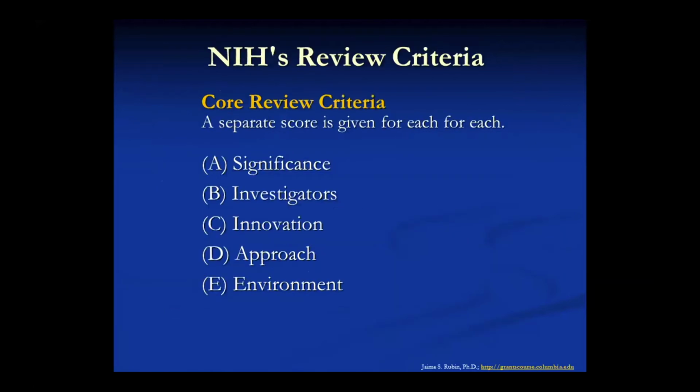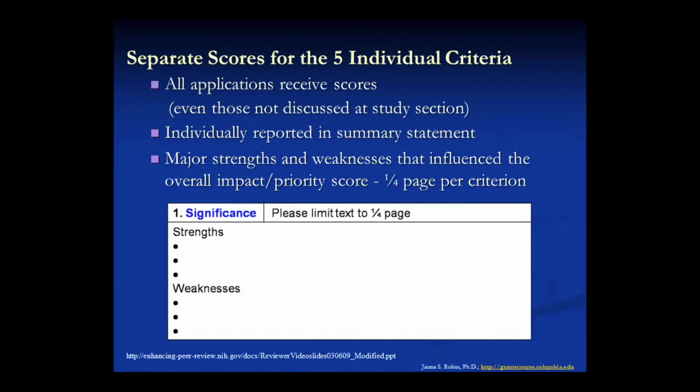So what are these core review criteria? There are 5 main core review criteria: significance, investigators, innovation, approach, and environment. They used to have this page up on the web, but this is basically what they would fill out: bullet points listing the strengths and the weaknesses in each of these core areas. Even if the grant is not discussed at study section, you would still get this document with these bullet point strengths and weaknesses.